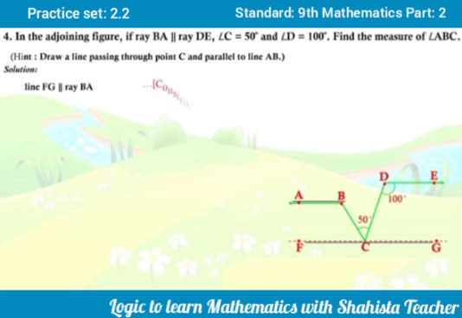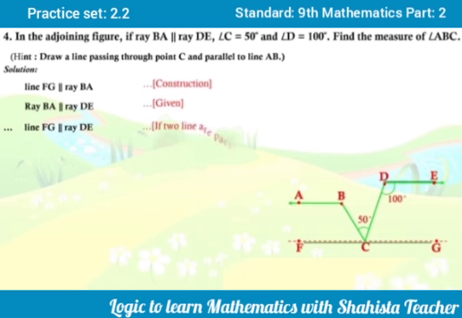Is that clear? So this is the construction part. This line is known as a construction line. We have constructed this line. Now ray BA is parallel to ray DE, which is the given part in your question. Now we will write line FG is parallel to line DE. You can see three lines are parallel to each other.